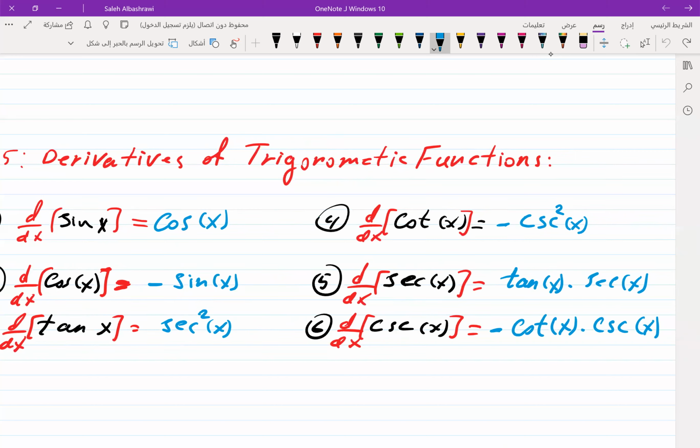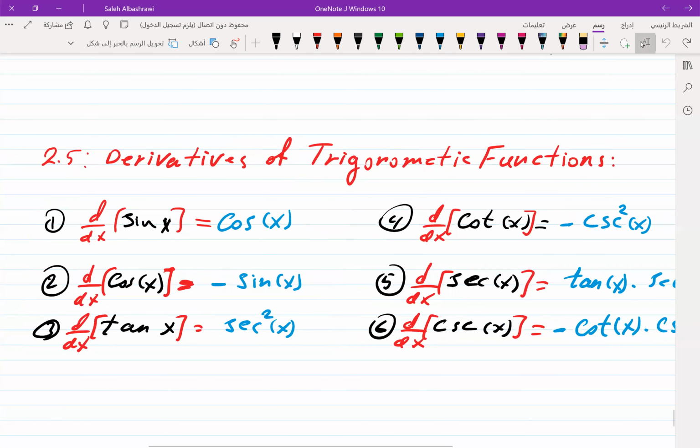These are the derivatives of the trigonometric functions, with one remark. Any function that starts with c has a negative derivative. This is just to make it easier to memorize. Cotangent will give me minus cosecant square. Cosecant is minus cotangent times cosecant, and cosine is minus sine. So any function starting with the letter c will give me a negative derivative.